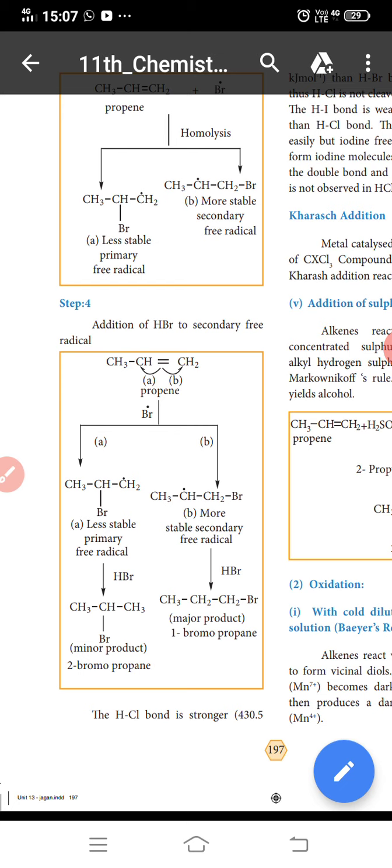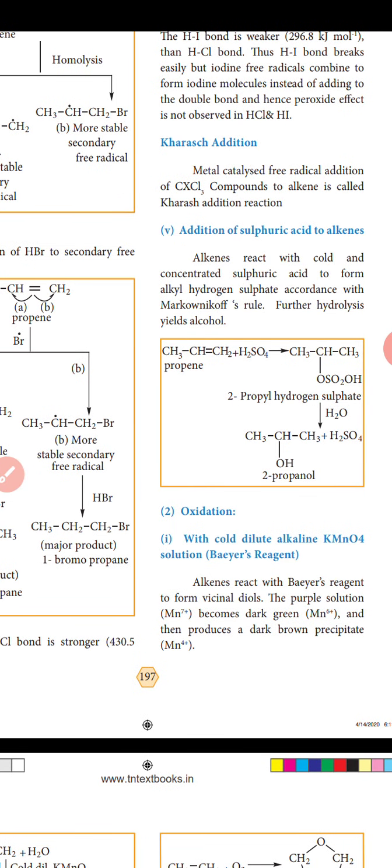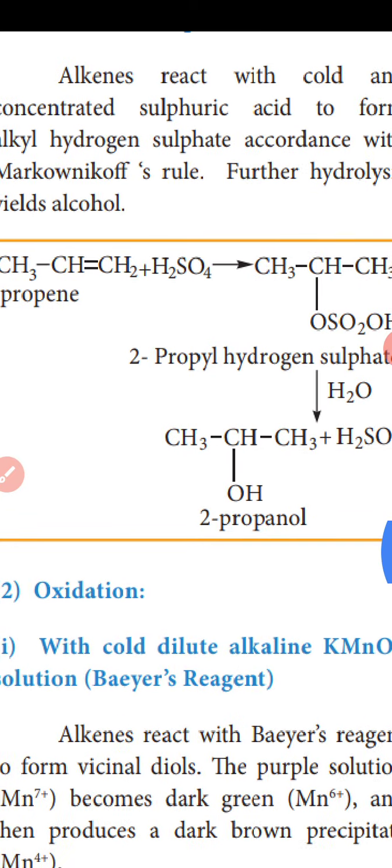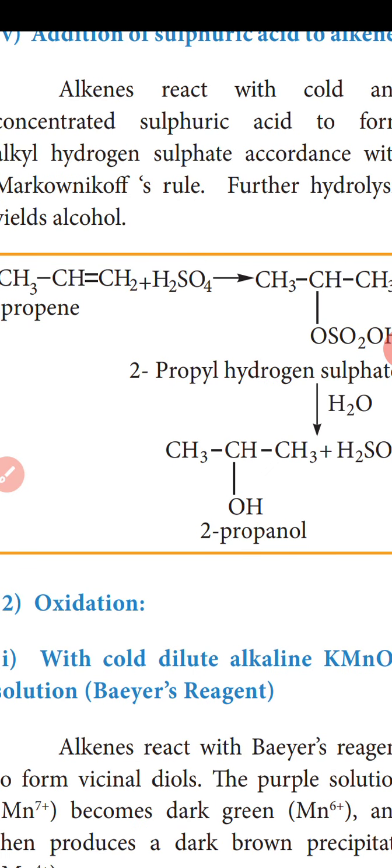Next, the addition of sulfuric acid to alkenes. Alkenes react with cold concentrated sulfuric acid to form alkyl hydrogen sulfate, following the Markovnikov rule. Further hydrolysis yields alcohol.